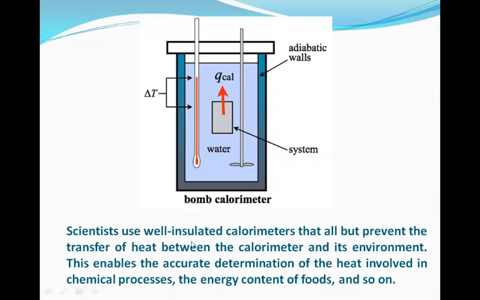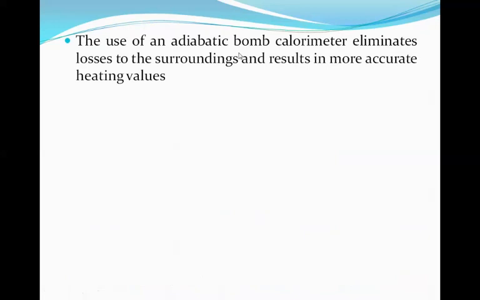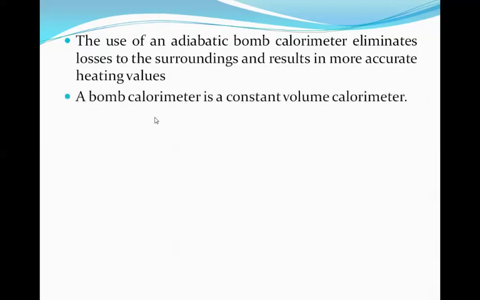So scientists use these well-insulated calorimeters that all but prevent the transfer of heat between the calorimeter and the environment. This enables the accurate determination of the heat involved in a chemical process, the energy content of foods, and so on. The use of an adiabatic bomb calorimeter basically eliminates the losses to the surroundings, and the result is more accurate heating values as compared to the simple coffee cup calorimeter.